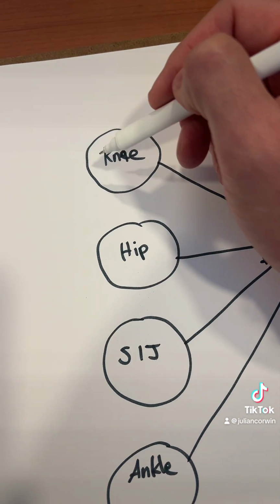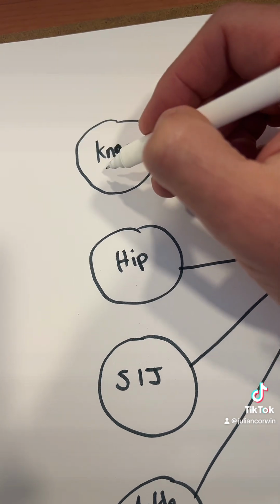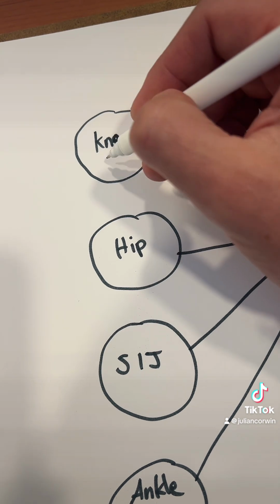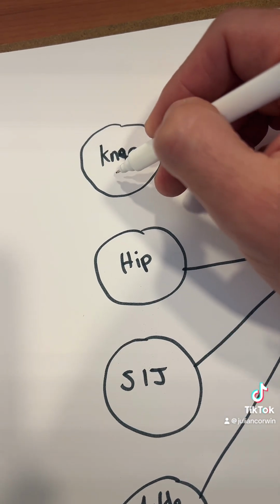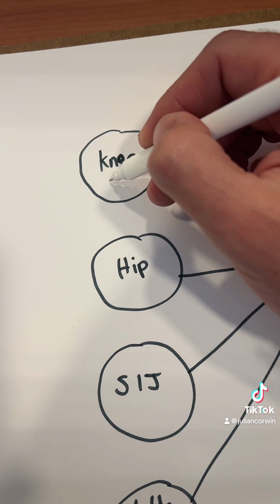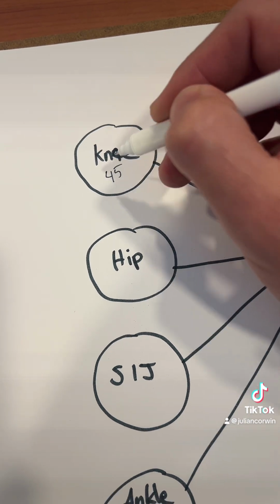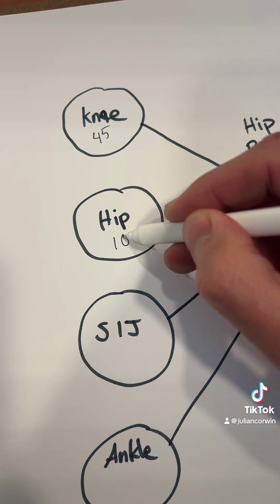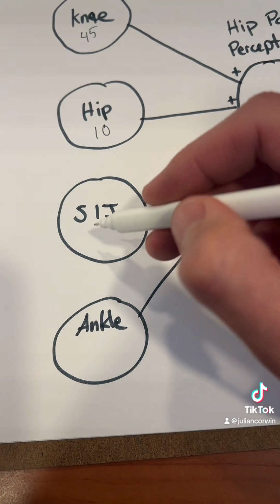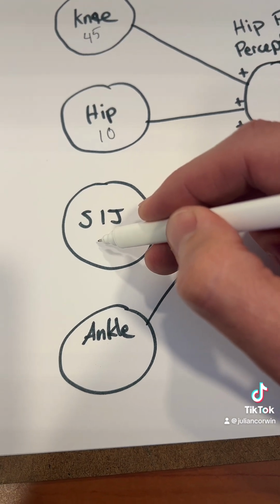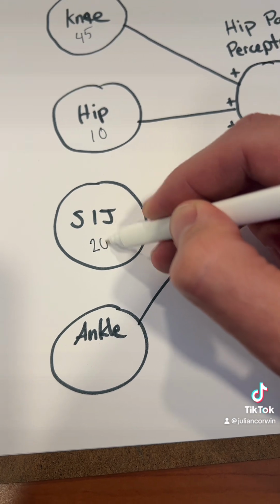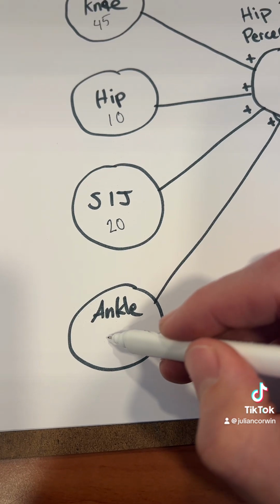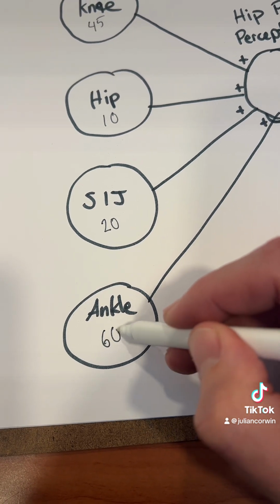So let's say you had a knee injury in your past, and your knee's actually kind of messed up. And this perceptron for the knee is actually, the higher the number, the more messed up your knee is. And let's just give it a random number. Let's say your knee's at 45. And let's say your hip is actually pretty good. Let's say you've only accumulated 10 points of damage in the hip. Your SI joint, we're going to say, is maybe pretty good, 20 points of damage. But let's say you had a really bad ankle sprain and this guy's at 60.